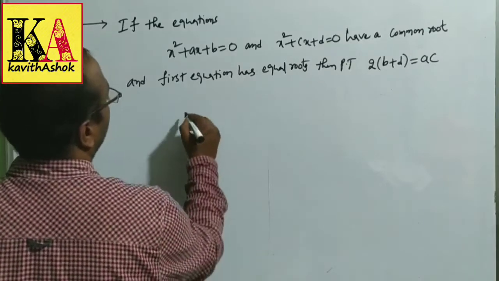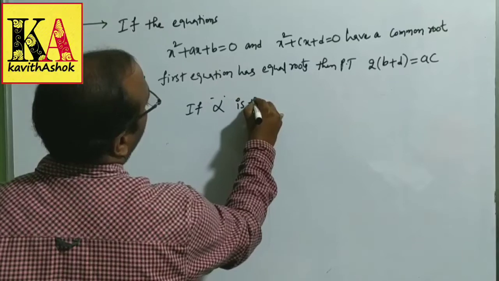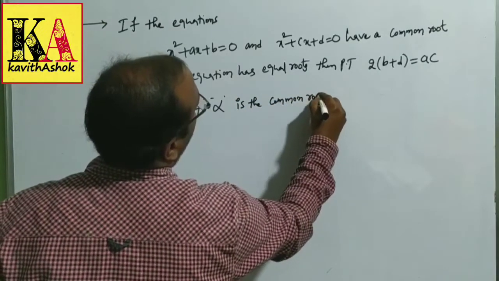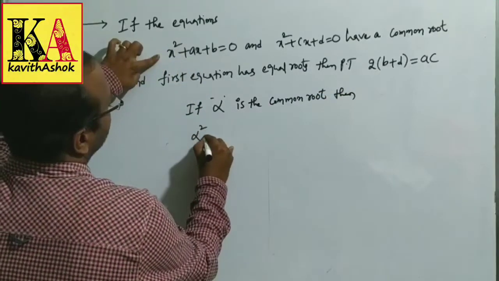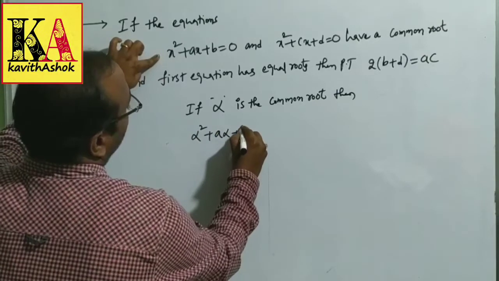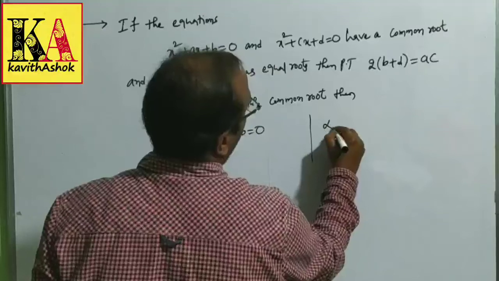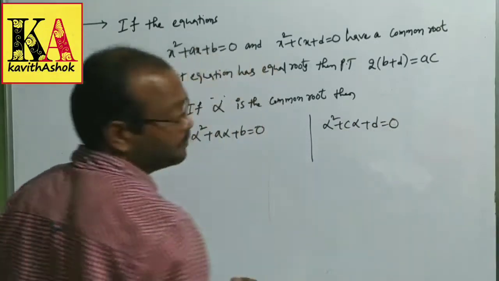Excuse me. If alpha is the common root, then what will it become? Alpha square plus a alpha plus b equal to 0. And alpha square plus c alpha plus d equal to 0.